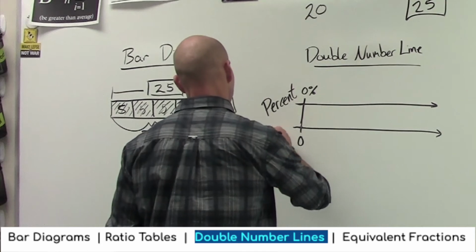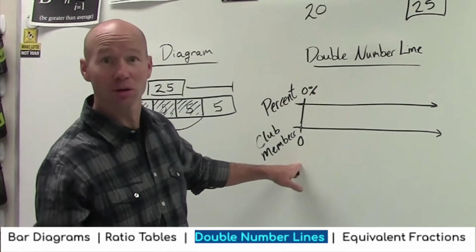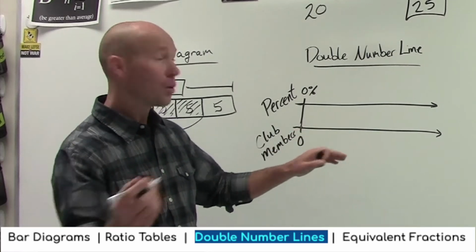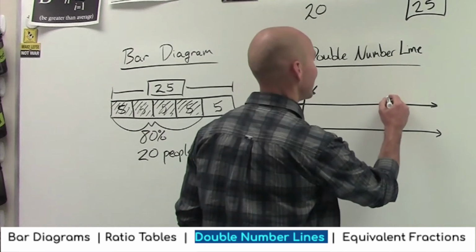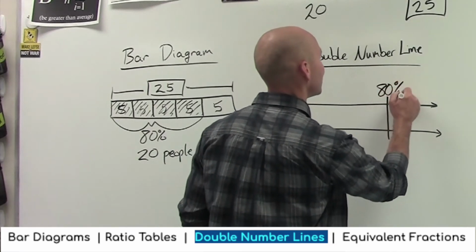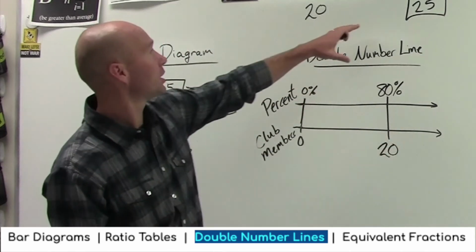So when you have 0% of the club members, that is 0 club members. What do we know on our double number line? Oh yeah, we know that 80% is 20 people. So we've got that information down.